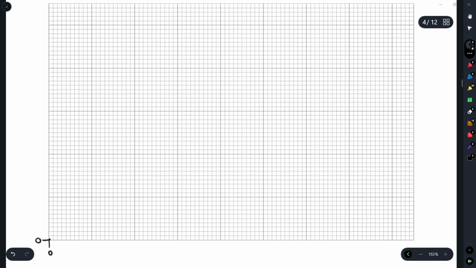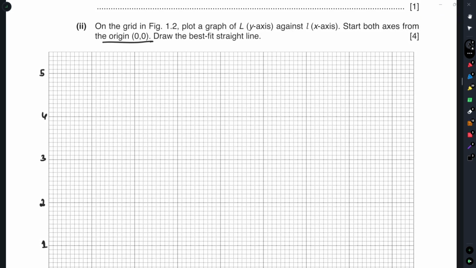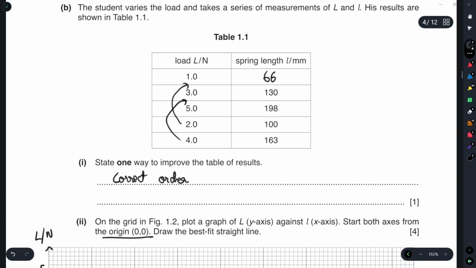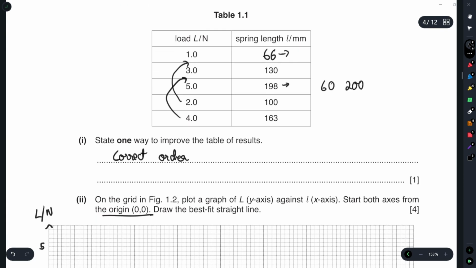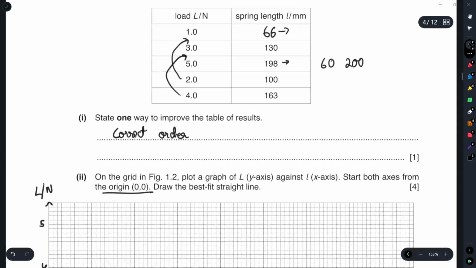So how many boxes do we have on the y? So you've got 1, 2, 3, 4, 5, 5.5. So I'm just gonna go with one box is 1 Newton. Okay. Of course, you don't need to mark the 5.5 because you don't have a reading for 5.5. This is load in newtons. And then on the length side, length we've got from 66 to 198. So let's say for example 60 to 200. We need 140. Okay, so how many boxes do we have? We have 1, 2, 3, 4, 5, 6, 7, 8, 8.5 boxes.